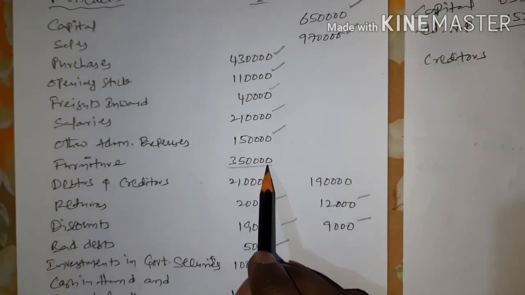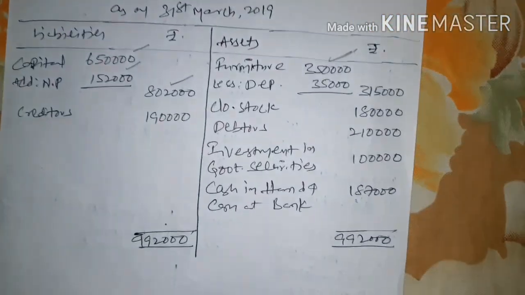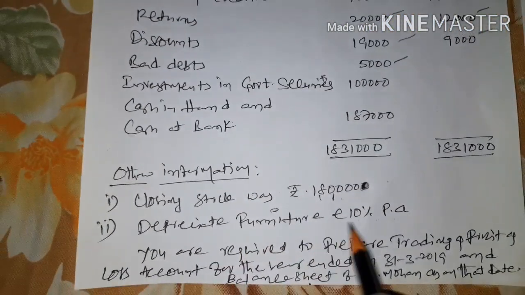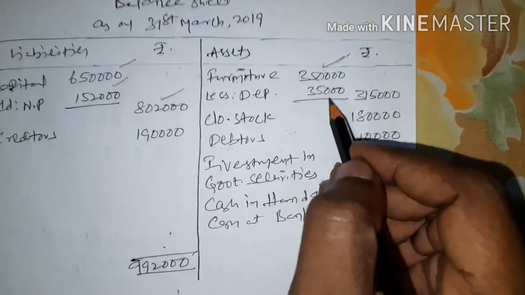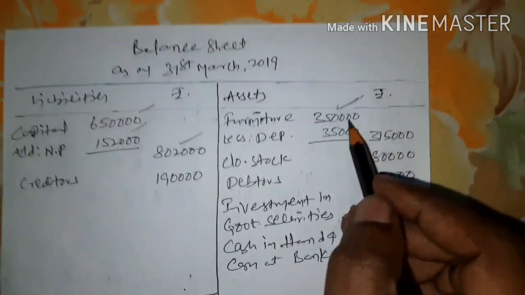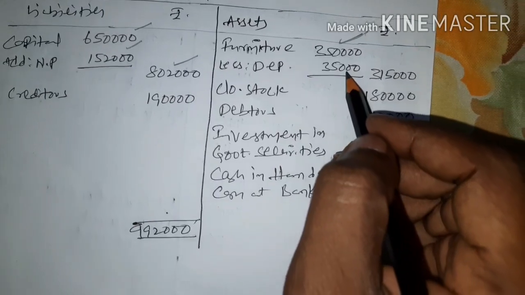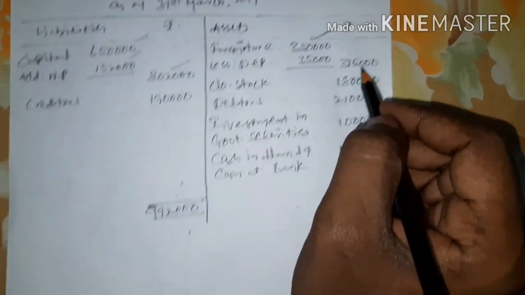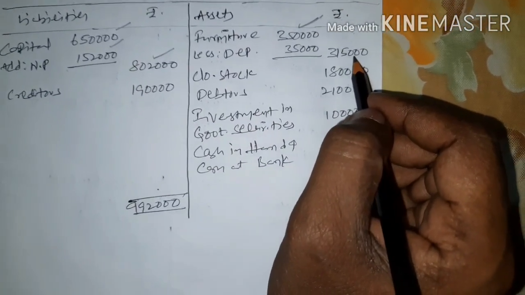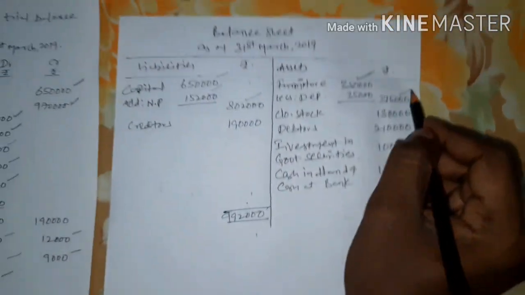Furniture again is an asset, friends. It is shown on the asset side. Furniture 3,50,000, and we are told to depreciate furniture at the rate of 10% per annum. Because of the depreciation, the asset value will come down, and the same is to be reduced from the opening value, friends. That is 3,50,000 minus 35,000 depreciation for the year. Then the book value, the written down value, will become rupees 3,15,000.